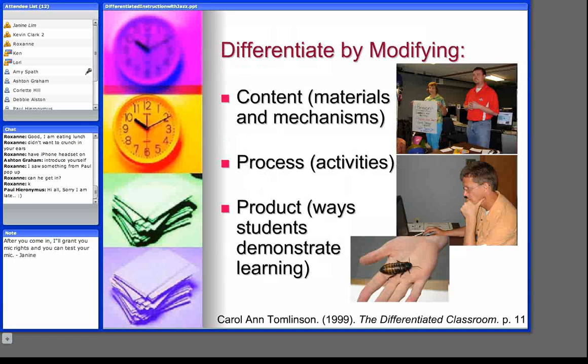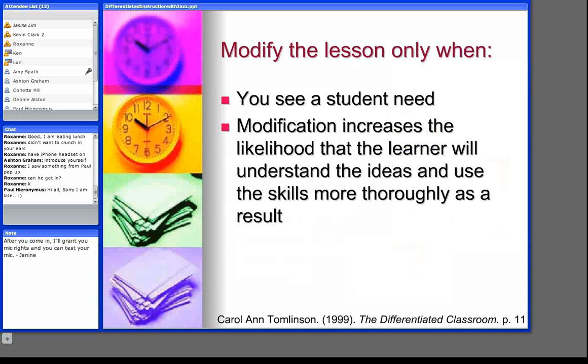Three bullets. What is differentiated instruction? So how do you differentiate? You modify either the content, the process, or the product. It would be the materials and mechanisms that they're, ways that students demonstrate learning are all. And when do you modify? You modify the lesson when you see a student need, when the modification increases the likelihood that the learner will actually understand those essential ideas.